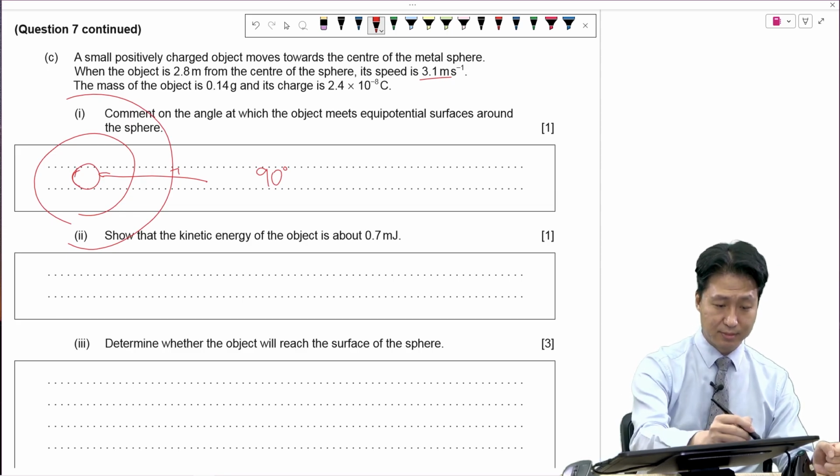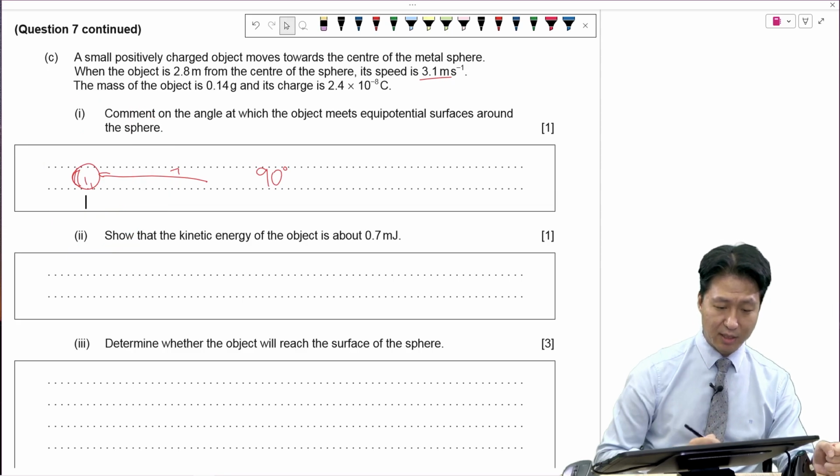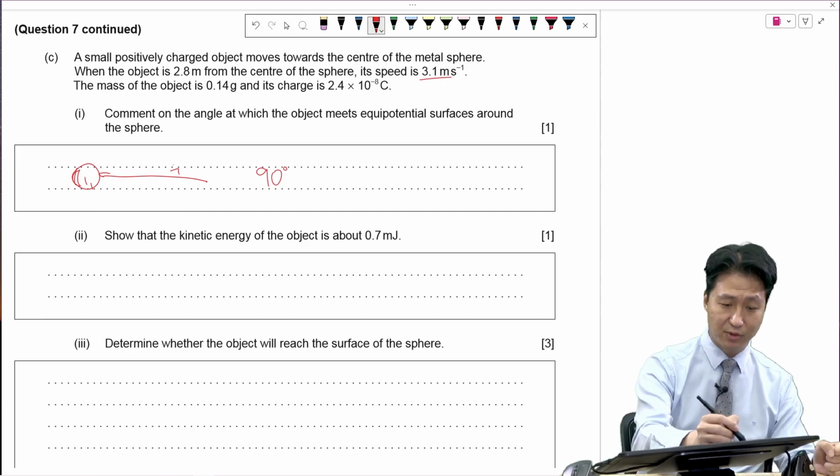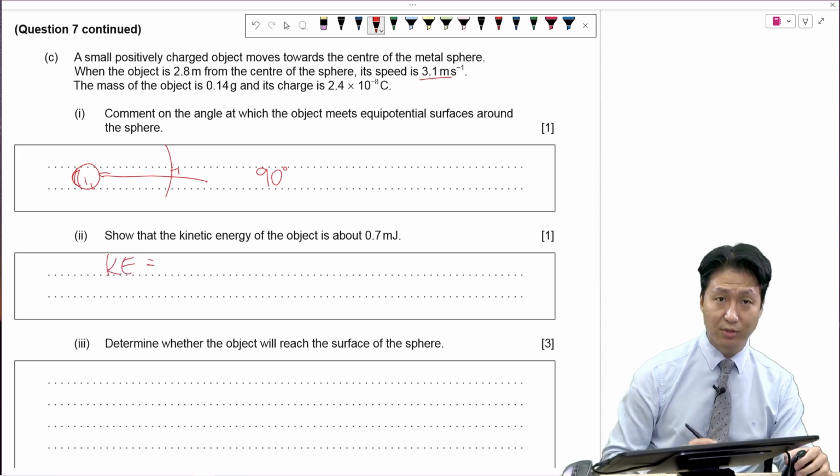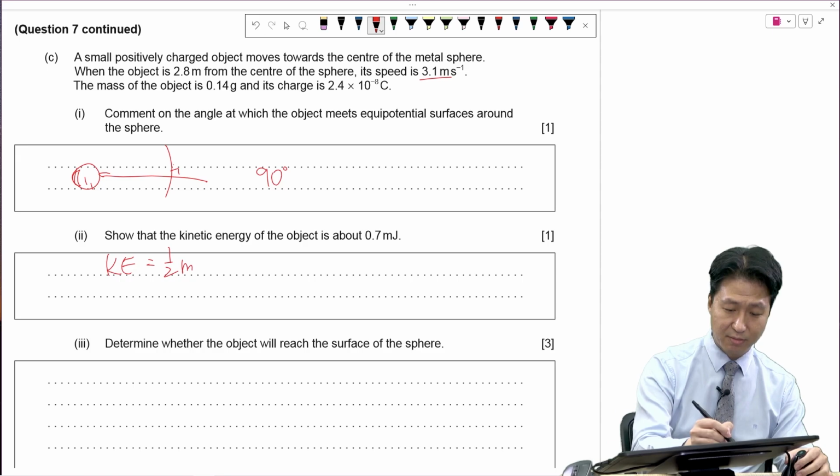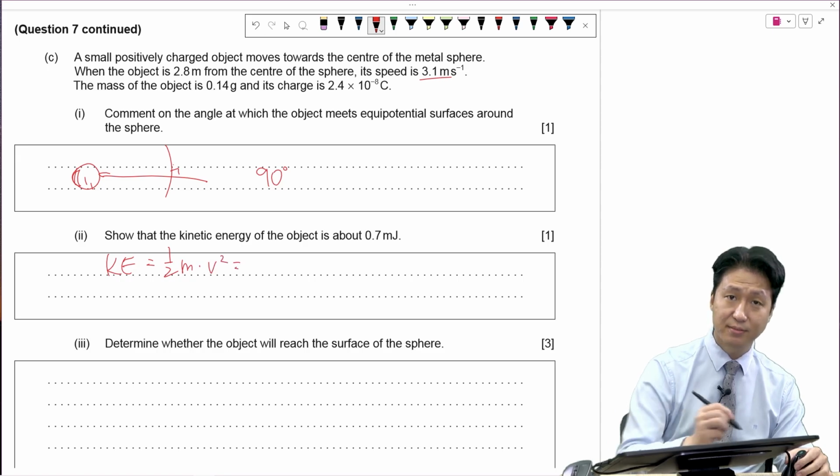Question number 2. It says, show that the kinetic energy of the object is about 0.7 millijoules. We're just going to use kinetic energy equal to 1/2 mass times the velocity squared.